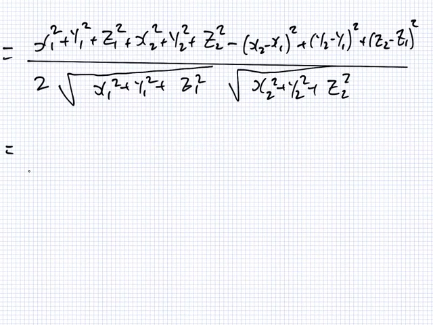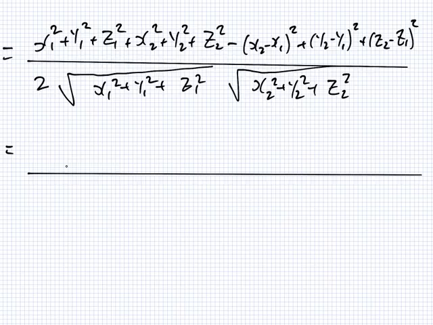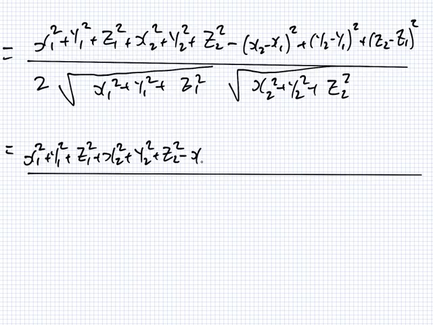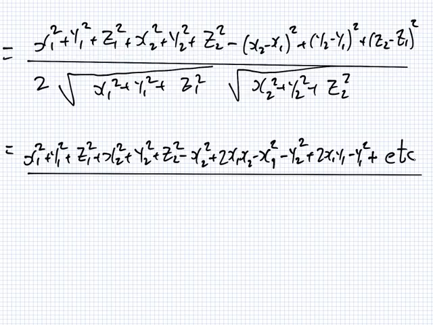Now we need to expand these three. x1 squared plus y1 squared plus z1 squared plus x2 squared plus y2 squared plus z2 squared minus x2 squared plus 2x1x2, hang on, no. There's a minus here, minus x1 squared, and then likewise for these two, so minus y2 squared plus 2y1y2 minus y1 squared, plus, I'll just write etc., the same for z.